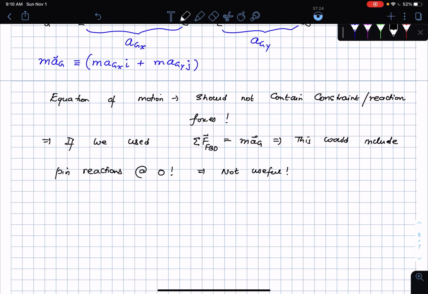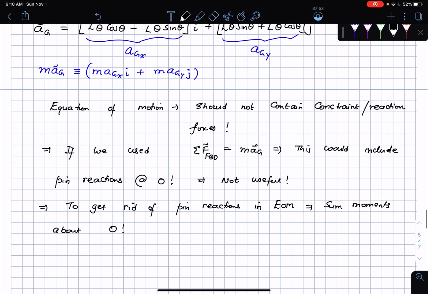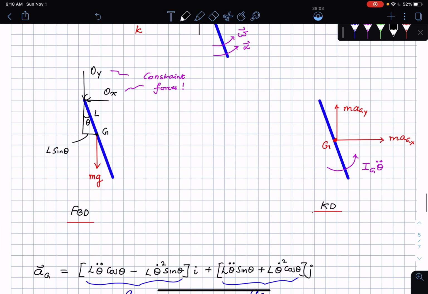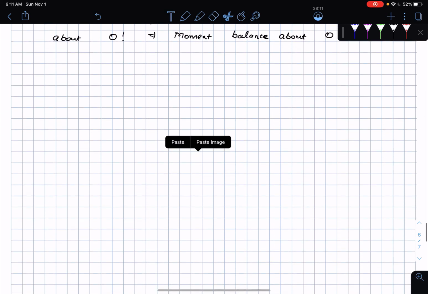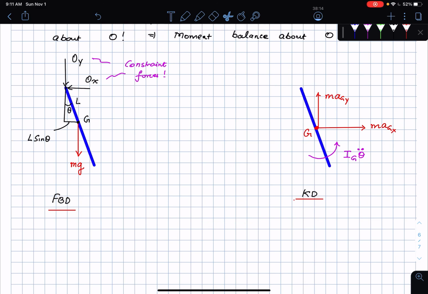So in order to make the problem more useful, I'm going to sum moments about the point O, to get rid of the pin reactions in the equation of motion, on both the free body and the kinetic diagram. I'm going to bring in the rotational, or moment balance, equations. That's about all I'm going to do. I'm going to bring my free body and kinetic diagrams once again down here, copy that, and then we will start on our merry way to summing moments about the point O.